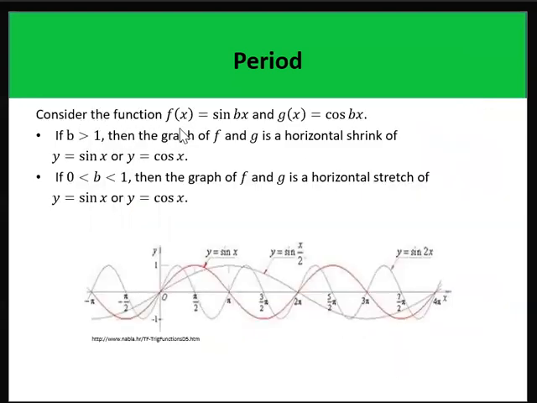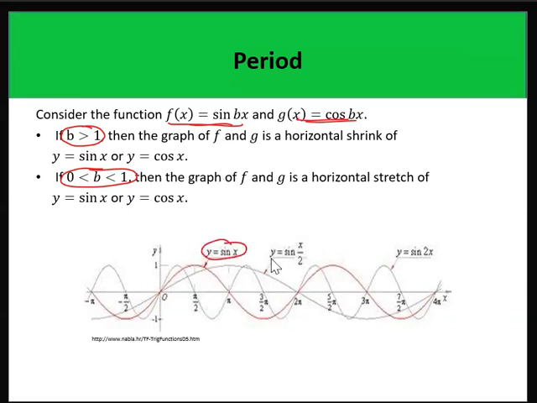So if we consider again the function f of x equals sine of bx and g of x equals cosine of bx, if the value of b is higher than 1, then the graph of f and g is a horizontal shrink of the basic sine and basic cosine function. Now, if b is between 0 and 1, then the graph of sine bx and cosine bx is a horizontal stretching of the basic sine and basic cosine function. So let's consider the following figure. So this one is the basic sine function.